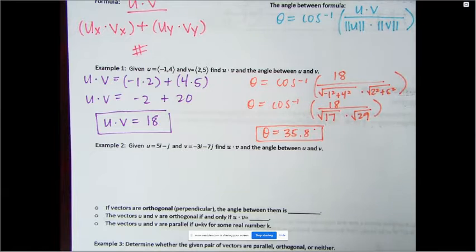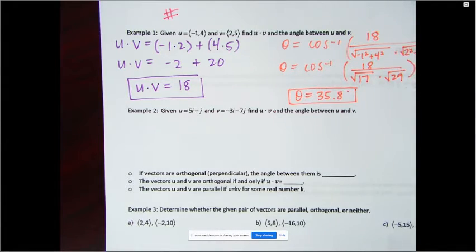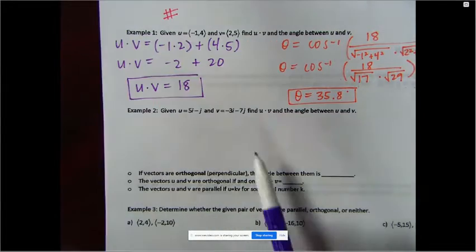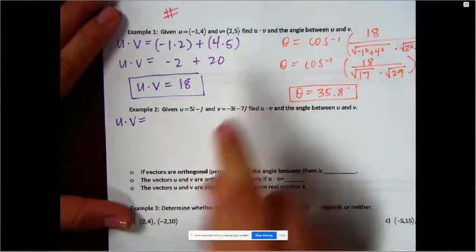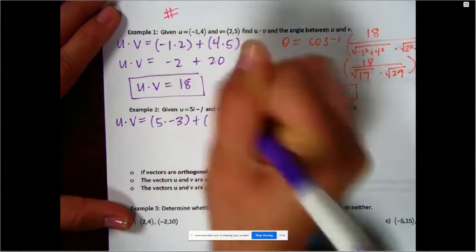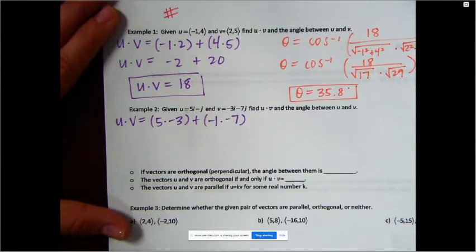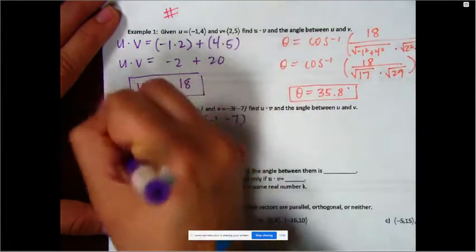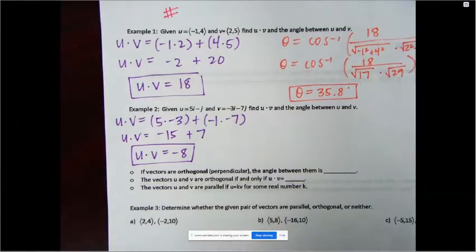All right, let's do it again. So on example 2, we are doing the same thing. They want us to find the dot product and the angle between, but this time they give it to us in linear combination form. That's okay. It means the same thing. It's just written a different way. So if we're going to find the dot product, the x here is 5, the x here is -3. So 5 times -3 plus the x here is just -1. Over here, it's -7. So that'll be negative 15 plus positive 7. Add those together, you should get negative 8. Okay, there's our dot product.